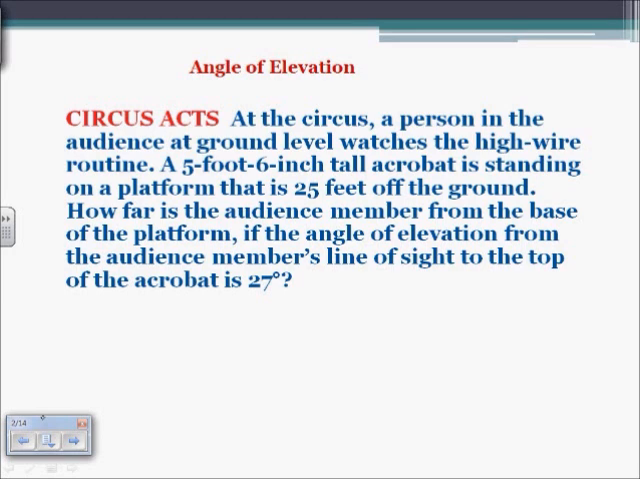At the circus, a person in the audience at ground level watches the high wire routine. A 5-foot 6-inch tall acrobat is standing on a platform that is 25 feet off the ground. How far is the audience member from the base of the platform if the angle of elevation from the audience member's line of sight to the top of the acrobat is 27 degrees?